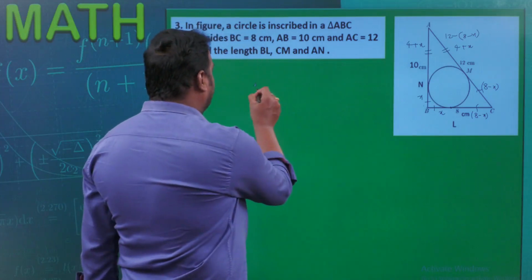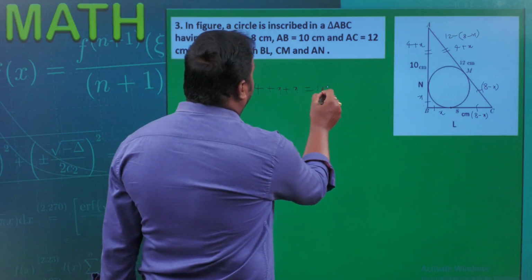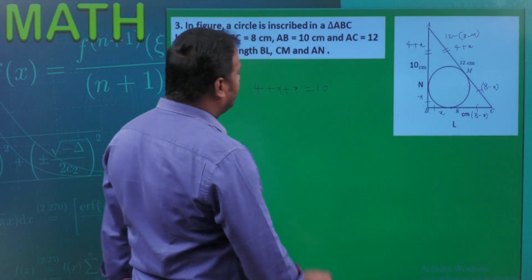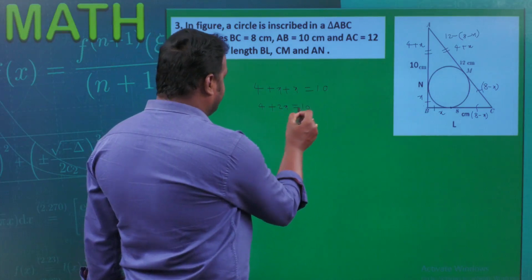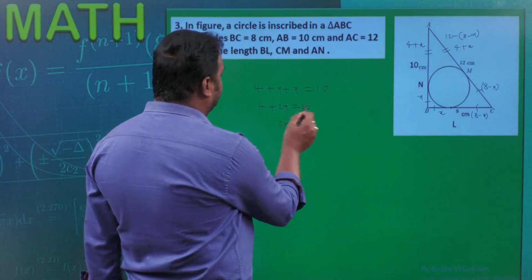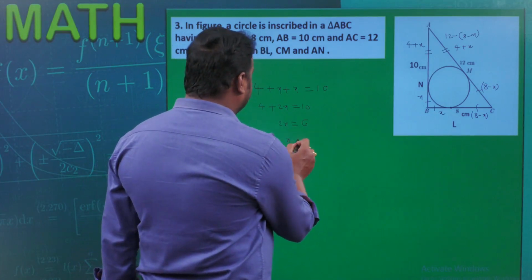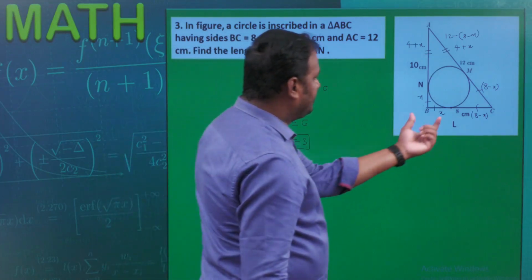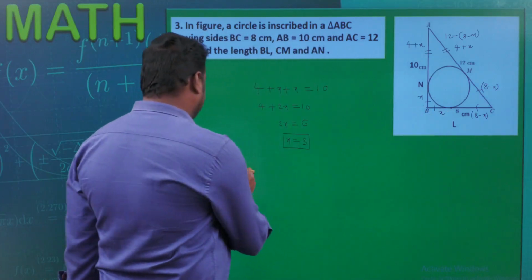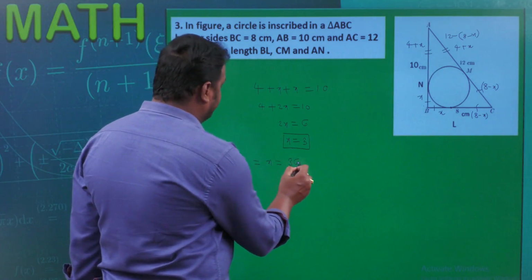So finally, 4 plus 2x is equal to 10 centimeters. Then 2x is equal to how much? 4 plus how much equals 10? 4 plus 6 equals 10. So 2x is equal to 6, then x is equal to 3. X is equal to 3 means what? BL is equal to 3 centimeters. Therefore, BL is equal to x, which is equal to 3 centimeters.